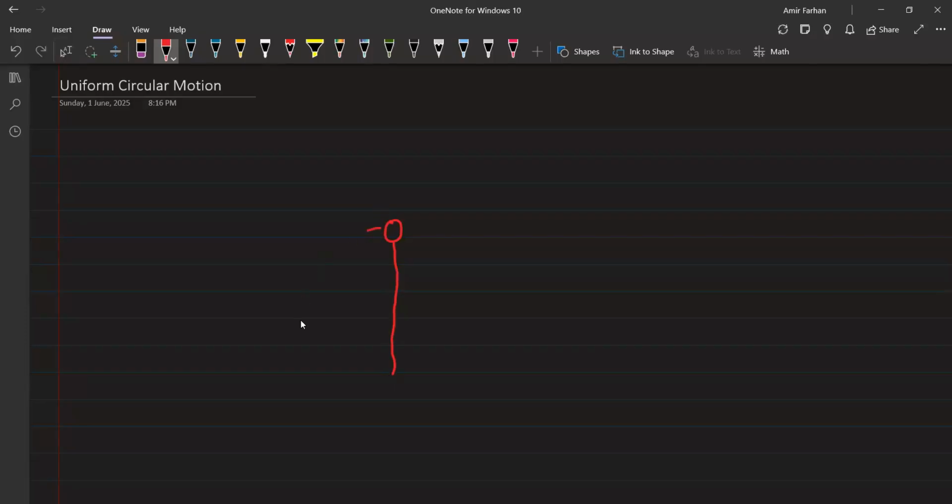Okay. Now you're basically whirling that stone in a circular manner. What would happen basically at every point? This is the stone, this is the stone, this is the stone, right? So you are whirling like this, basically making the circle like this.